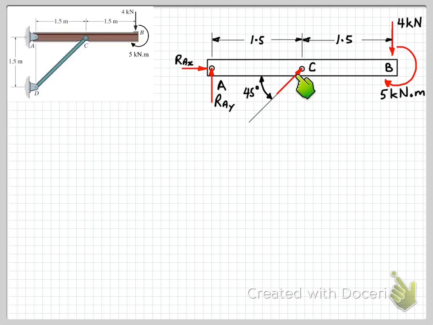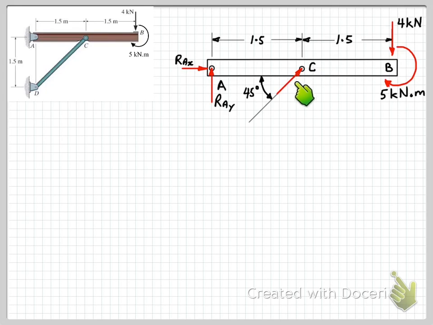This time it's fairly easy to work out the sense of the force. So this force here is going to be pushing down. The moment here is going to be tending to rotate this thing around clockwise, so this force here is needed to push it back up to keep it in equilibrium.